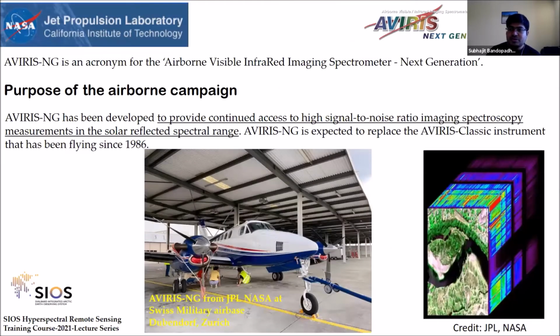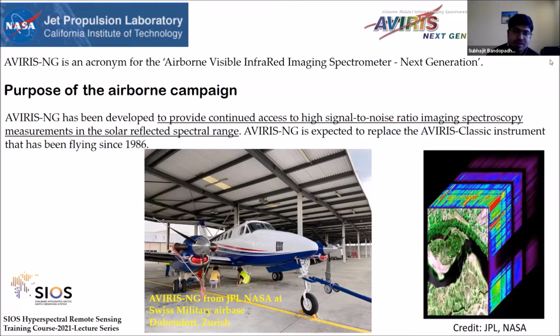As we all know, AVIRIS NG is quite famous. Those who are working with imaging spectroscopy are quite familiar with the airborne spectrometer AVIRIS. It has been developed by NASA, and it basically covers the visible to infrared part of the electromagnetic spectrum. AVIRIS has two versions: the older version is called AVIRIS Classic, and the new generation is AVIRIS NG.